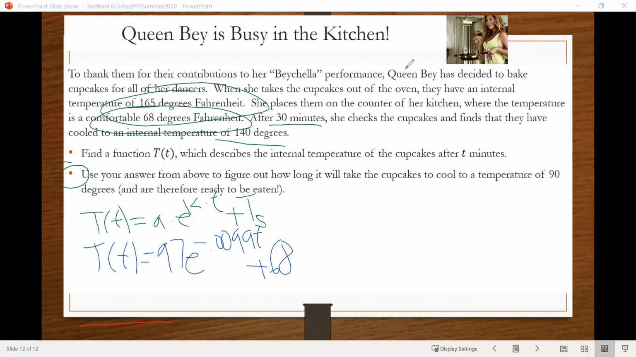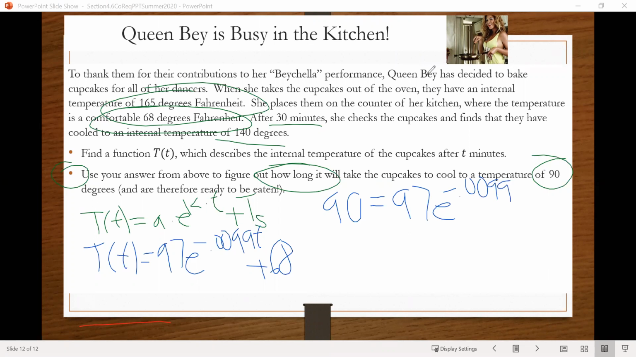So now we use this in the second part of this problem, which tells us to use our answer from above to figure out how long it will take the cupcakes to cool to a temperature of 90 degrees and therefore be ready to be eaten. So again, we're trying to figure out how long, and we're given a temperature. So we set this up just kind of like we did the last one. So this would be 90 equals 97 times e to the negative 0.0099t plus 68.